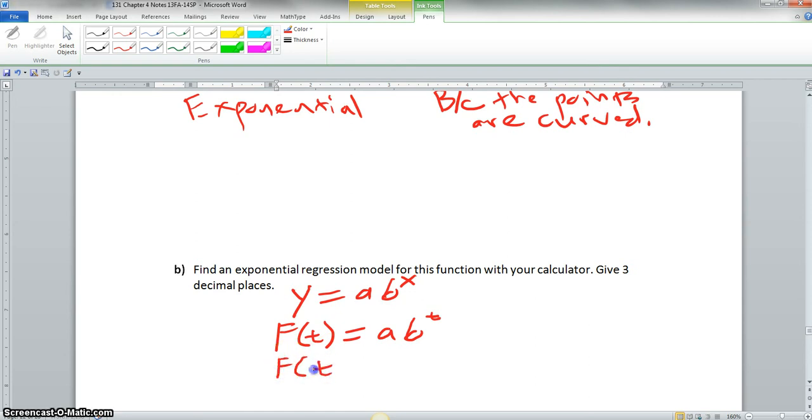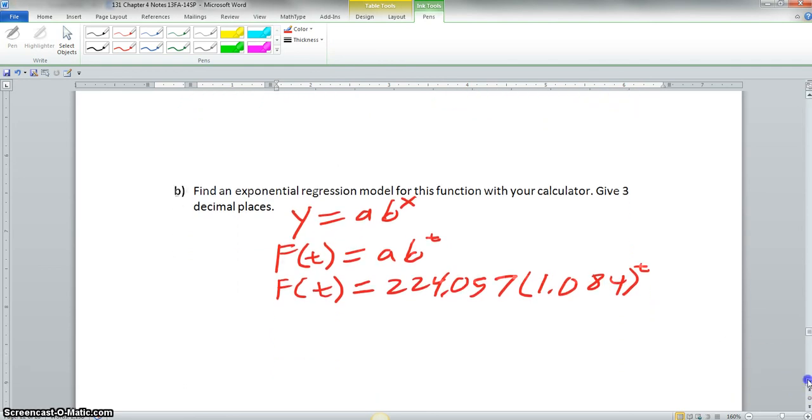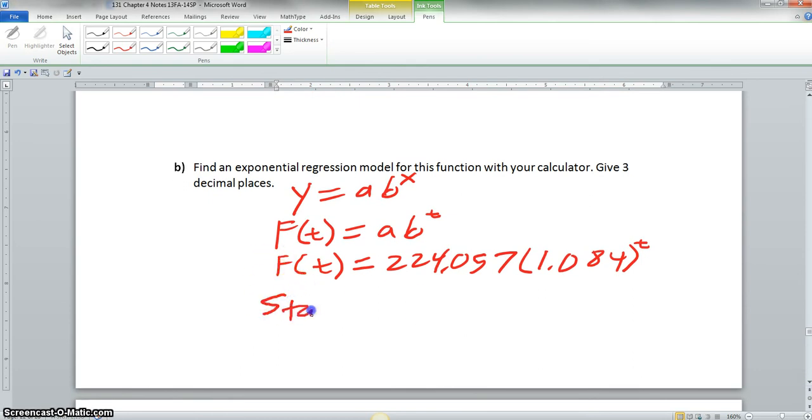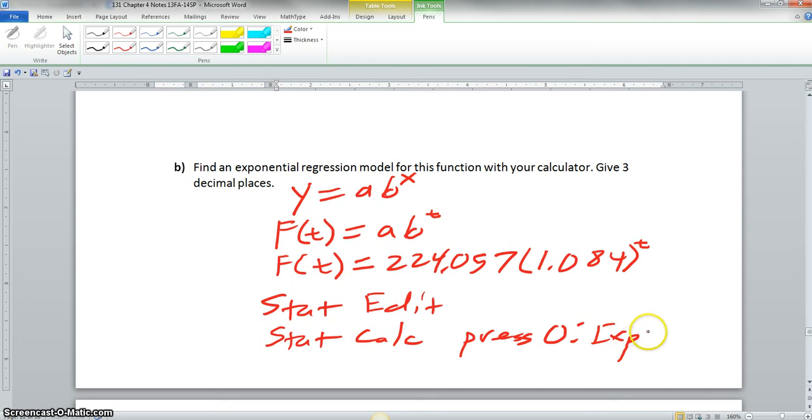Now we would substitute. We would have f of t, and this would be our formula, 224.057, and in parentheses, 1.084 to the t power. Now, in order to get this value, this is what you would need to do in your calculator. You would need to go to Stat and then Edit, and you know to put in your L1 and L2. Then, after you put in all of those values, then you will hit Stat, then Calculate, and then you will press 0, which is your exponential regression. Now, after you do that, you have to press Enter a few times, and then you will see your final answer. And that's it for this problem.